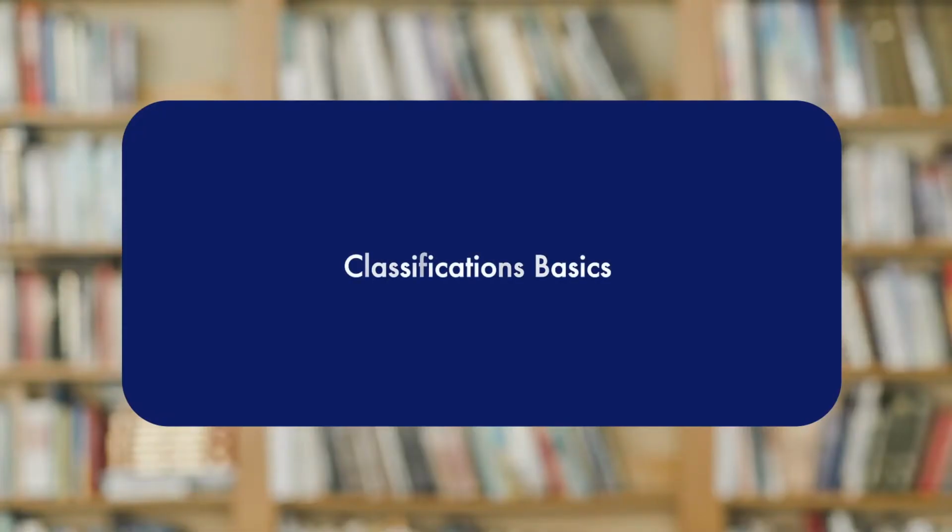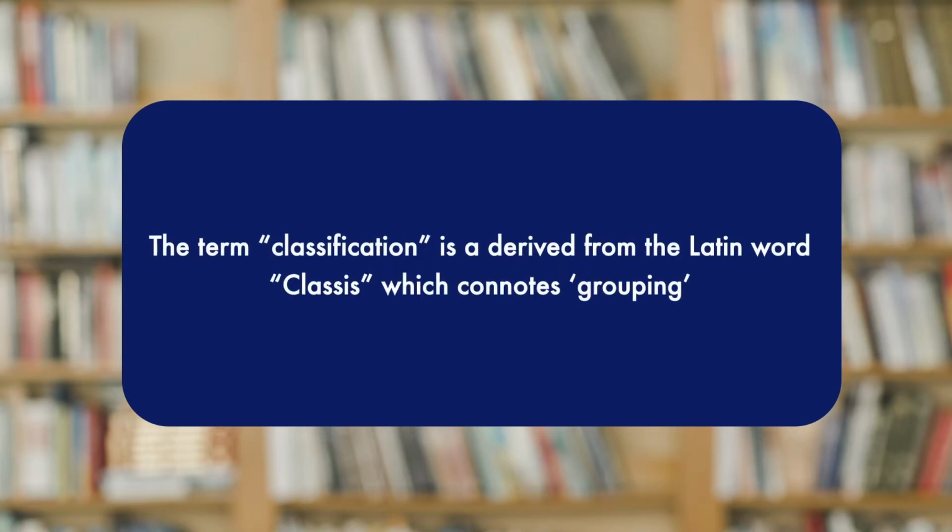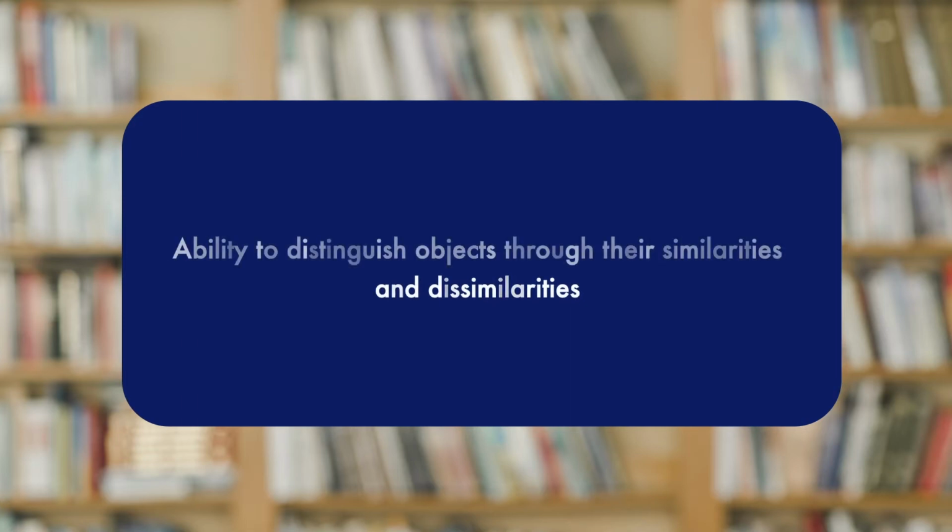Now, talking about the basics of classification. As you know, the term classification is derived from the Latin word classis, which means grouping. So, classification is the ability to distinguish objects through their similarities and dissimilarities. This process helps a user to arrange, organize, and make logical sense of articles, which also assists the user to locate an item in the easiest manner.